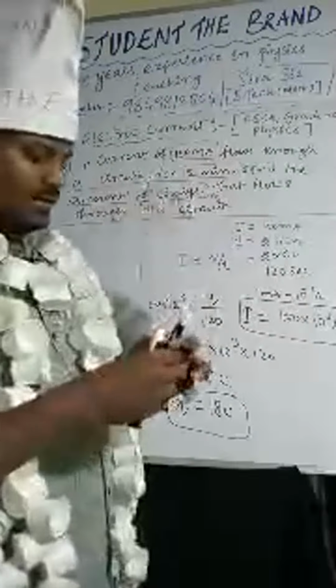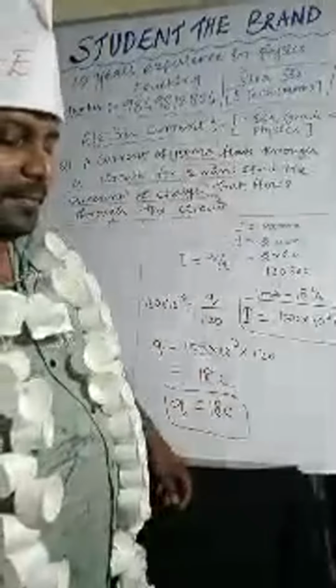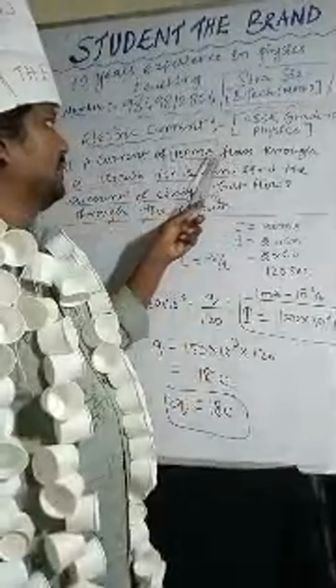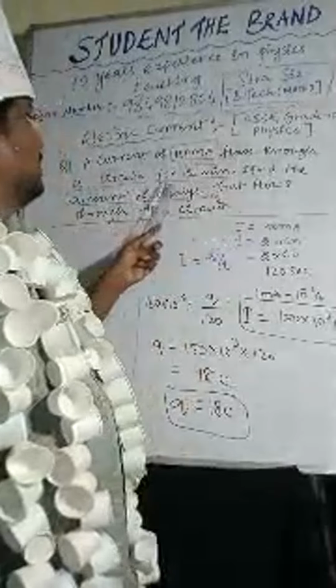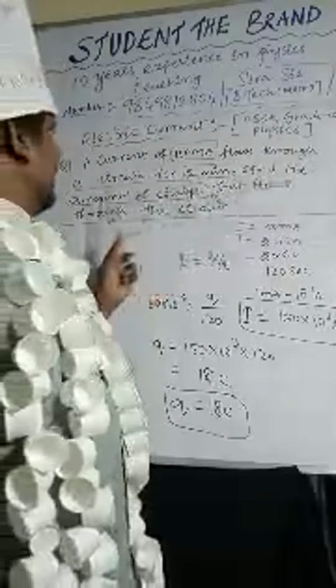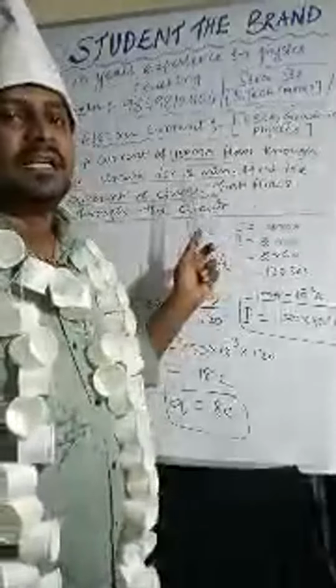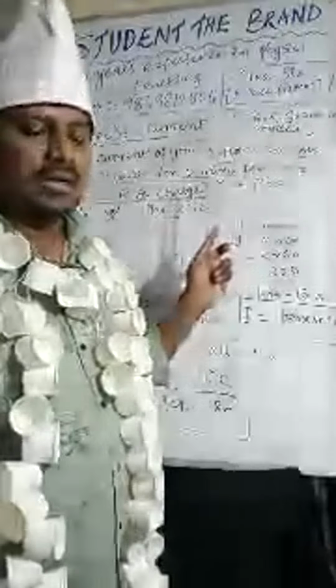So here, a current of 150 milliampere flows through a circuit for 2 minutes. Find the amount of charge that flows through the circuit. Okay.